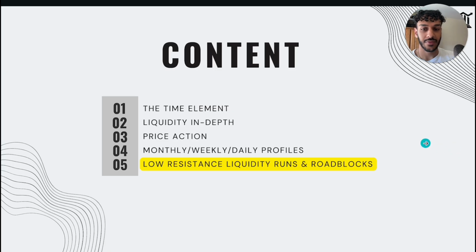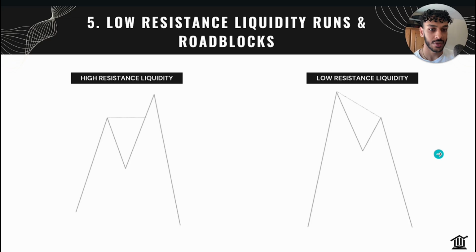So finally, let's have a look at low resistance liquidity runs and roadblocks. On the left and on the right, we have two pictures. On the left, high resistance liquidity, and on the right, low resistance liquidity. High resistance liquidity is basically when we sweep out a prior low and then we get a move to the downside. Low resistance would basically be when price is just mitigating without any major liquidity sweeps.